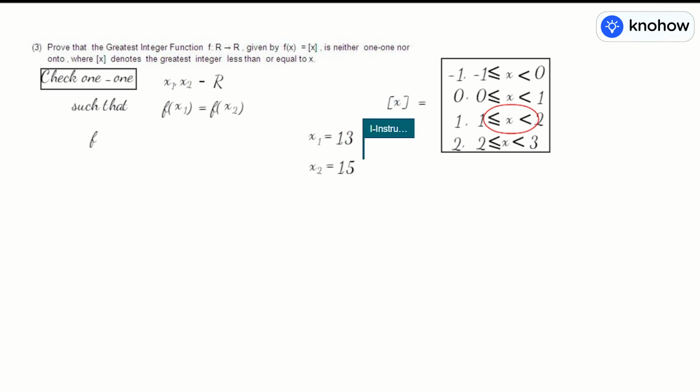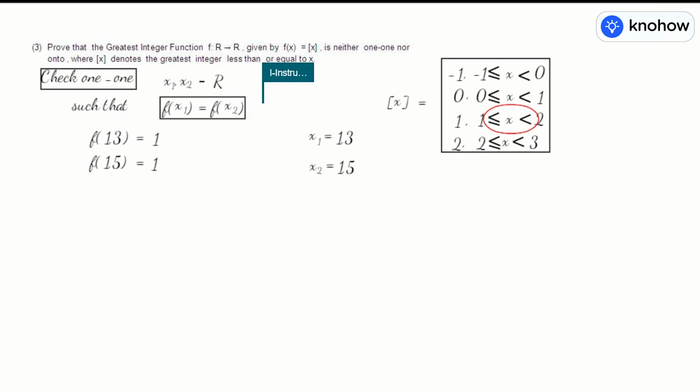So if you take 1.3, what is the value of f(x)? f of 1.3 is 1 and f of 1.5 is also 1. So this condition is satisfied that f(x1) equals f(x2). Do you understand? f of 1.3 and f of 1.5 are the same. I repeat, f of 1.3 is the same as f of 1.5 because each one of them is equal to 1.